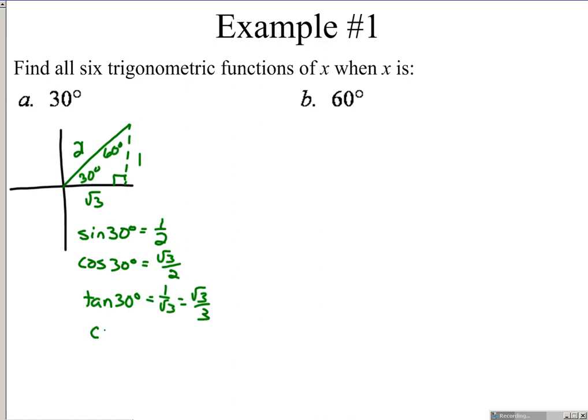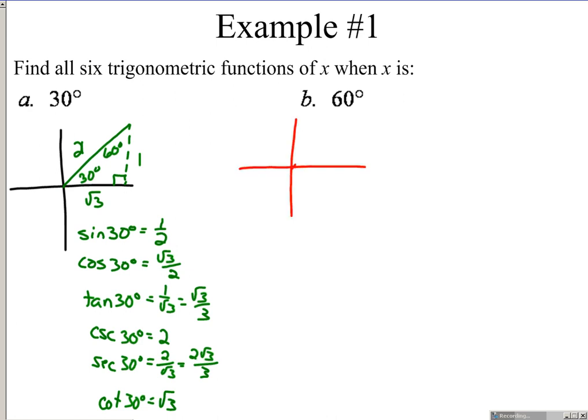Cosecant, reciprocal of sine. Secant, reciprocal of cosine. Rationalize. Cotangent, reciprocal of tangent, is just root 3. So nothing new from what we haven't already talked about in the previous sections. Draw your reference triangle, use your right triangle trigonometry to find each of the functions.